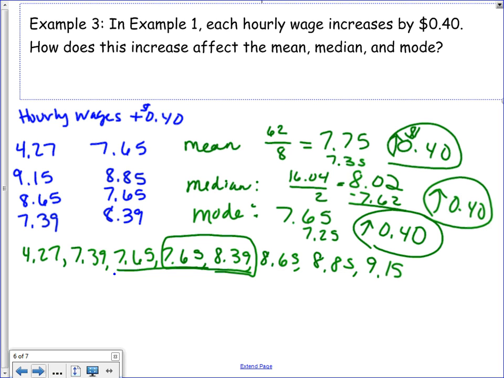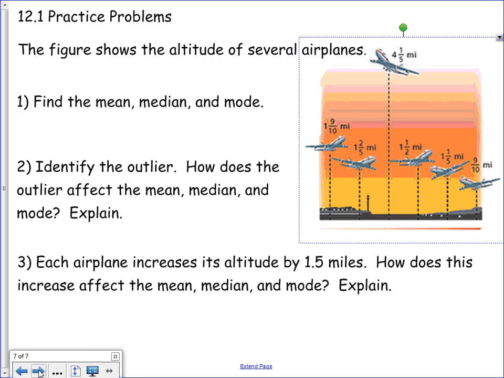Okay, so all the values were increased by 40 cents, which would make sense since we increased all the original values by 40 cents as well. Now we have 3 practice problems for you to figure out. Basically doing all the same things we just did in examples 1, 2, and 3, but with a new set of data, the altitudes of airplanes given in this picture.